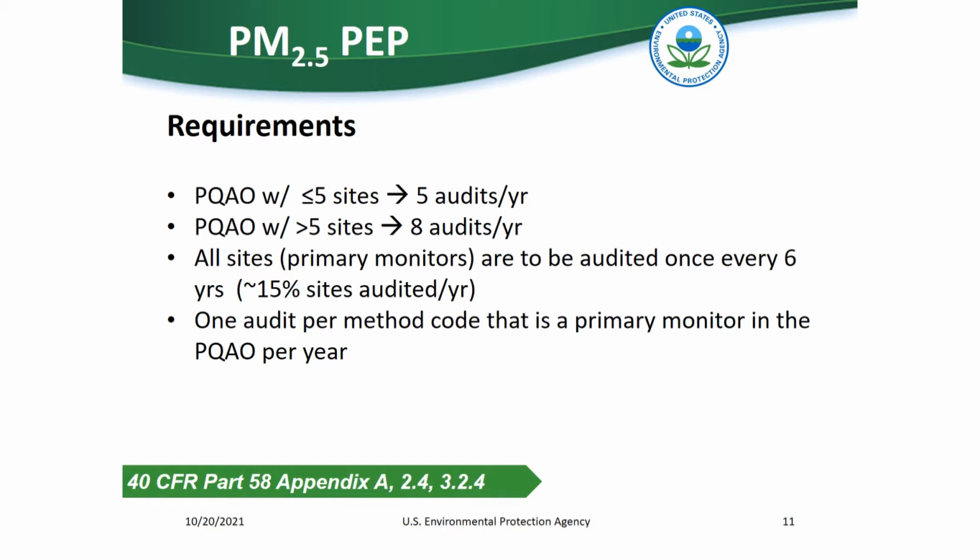Each method code associated with a primary monitor in the PQAO's network is required to have a PEP audit each year. PQAOs with less than 5 sites will end up having certain sites audited more than once in that particular year. This is required for statistical significance for the audit data.